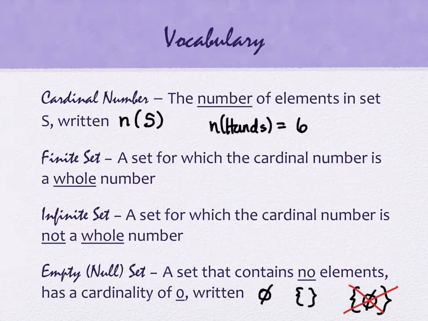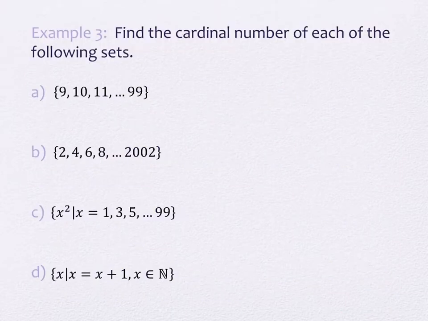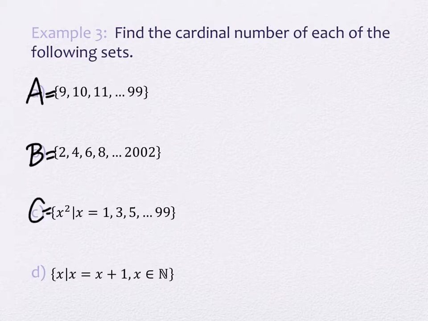We'll do an example of a null set a little while later, but before we do, we're going to talk a little bit about cardinal numbers. All right, so we're going to take a look at finding the cardinal number of each set. And what I'd like for you to do is where I've written the lowercase letters A, B, C, D, just change them to capital letters, and we'll call this set A, set B, set C, and set D. These are our sets. And what we're asked to find is the cardinal number.